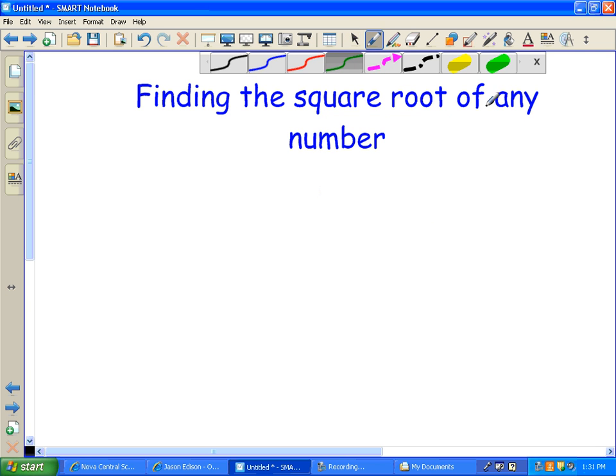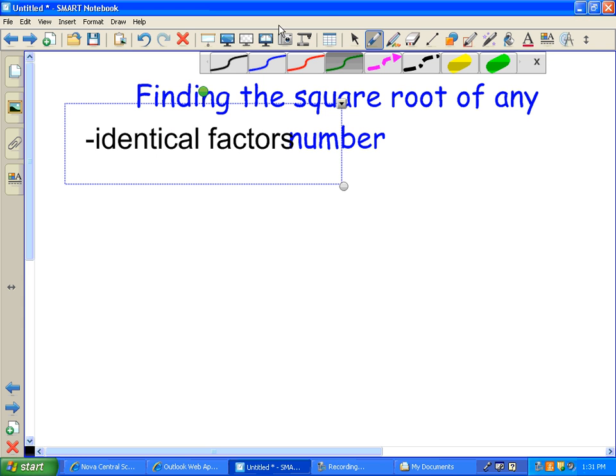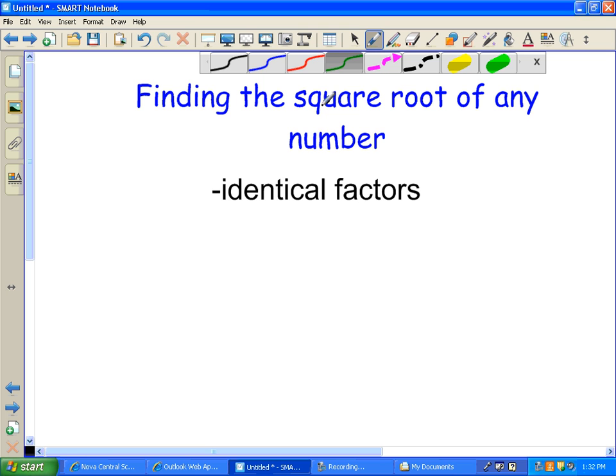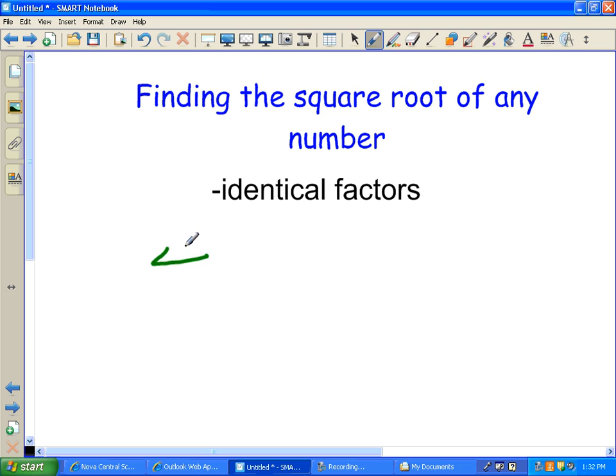Finding the square root of any number. To find the square root of any number, it must have one thing, and that is identical factors. So you remember when we were given a number earlier, say it could be number 4.